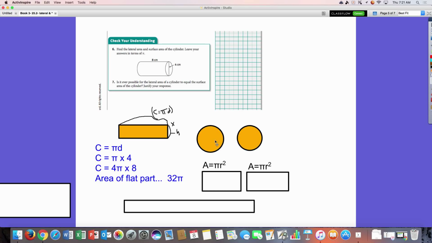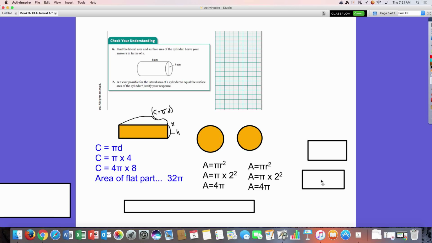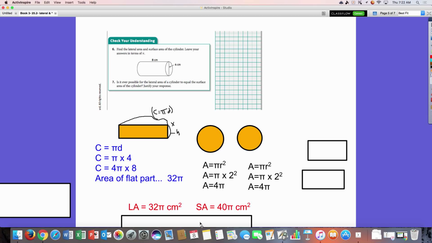Now to figure out the surface area, I got two circles, top and bottom. They're both area equals pi r squared. I throw that formula in. Area equals pi times, if the diameter is 4, the radius is 2, 2 squared. In this case, it is 2 times 2, so I get 4 pi. But I have a top and a bottom. If this is 4 pi and this is 4 pi, now I can add them all up. The lateral area, just the flat part, LA, is 32 pi. And the surface area, which is the top, bottom, and the whole side, is 40 pi.